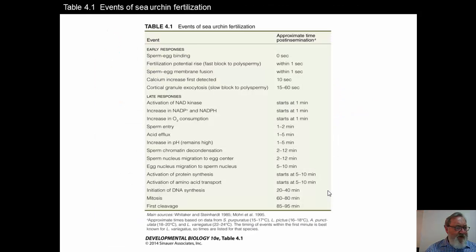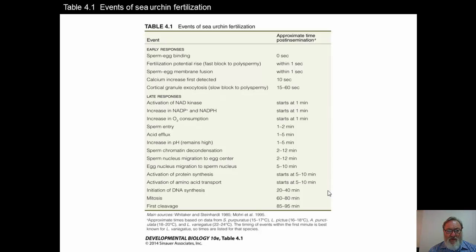So if you look at the events of fertilization, just very briefly, it includes the sperm and egg binding, and that's based on chemical events that allow the sperm to recognize the egg of the proper species. The fertilization potential rises, and there's a real fast block to polyspermy within a second. The first phase, the electrical phase, starts. Then there's a calcium increase. Cortical granules release to elevate that fertilization membrane. And so within a minute or less, it would be impossible for an additional sperm to enter the egg. It just simply couldn't happen.